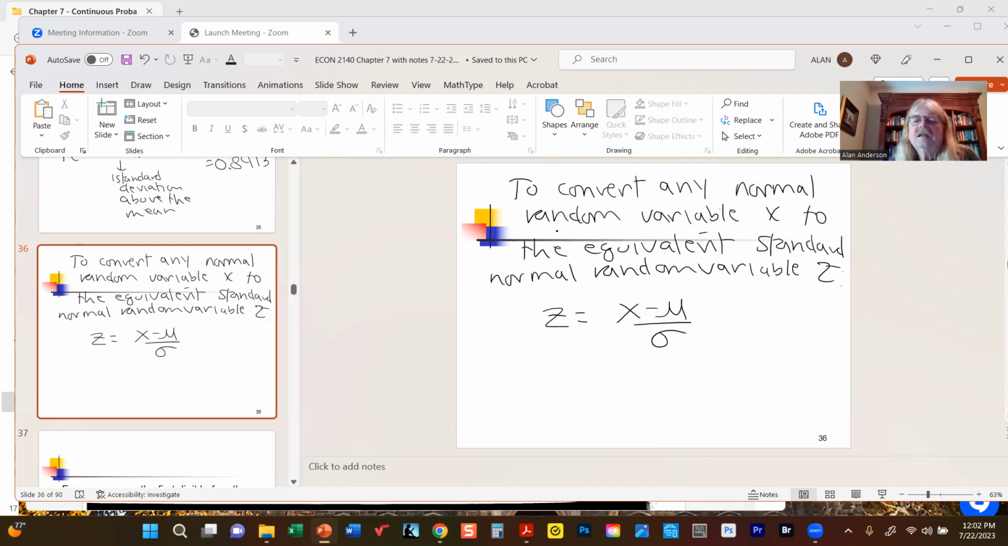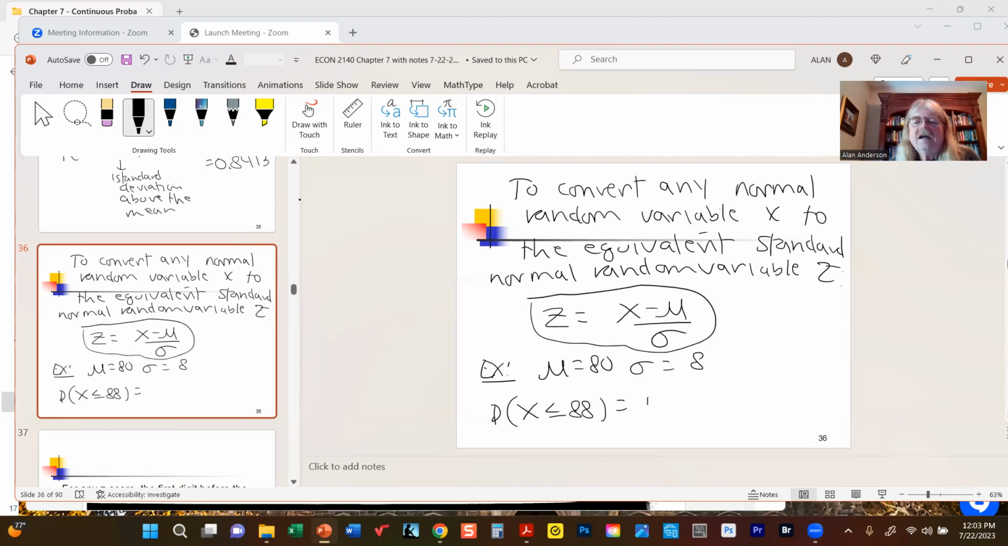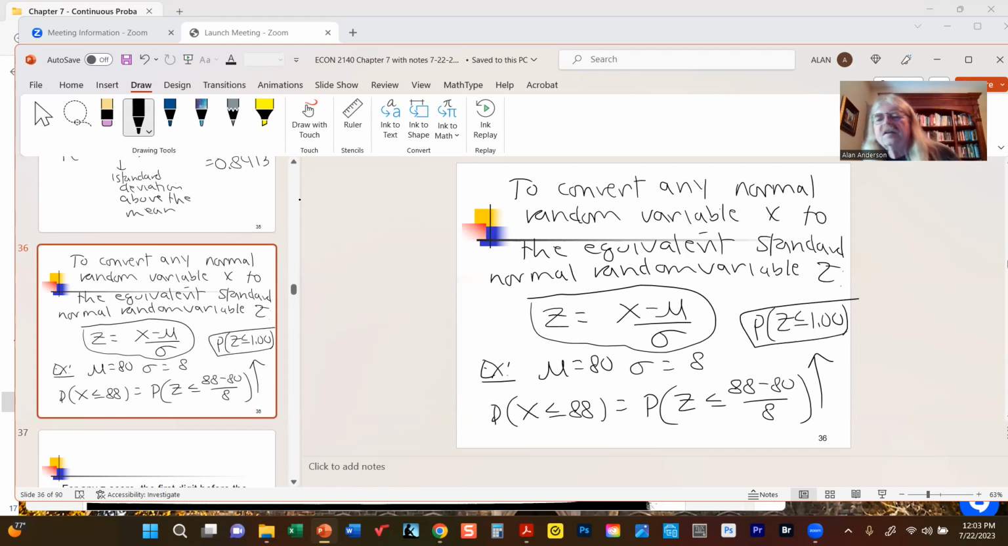So in other words, remember that in our example, the scores' mean was 80, the standard deviation was 8. So the probability that x is less than or equal to 88, I apply this formula now, and I have z less than or equal to (88 minus 80) over 8, or less than or equal to 1. That I can just look up directly in the tables and I'm all set.